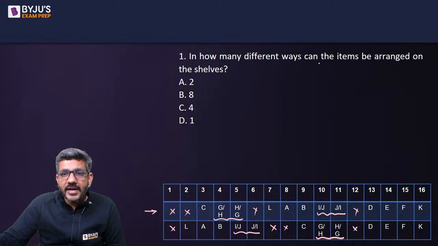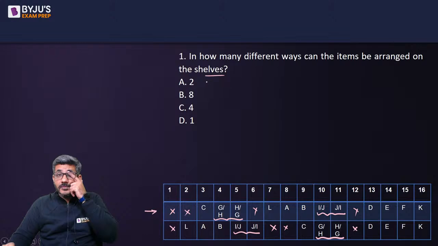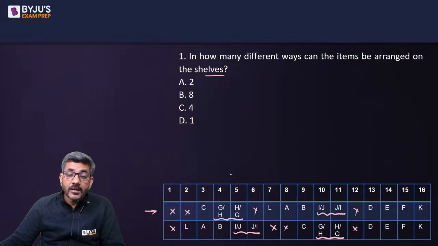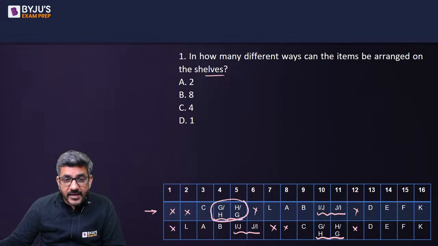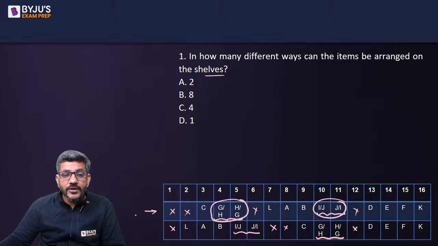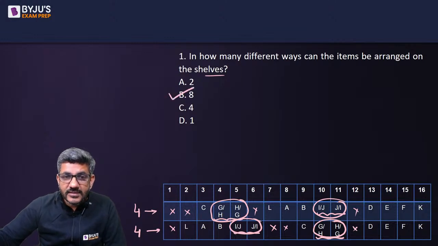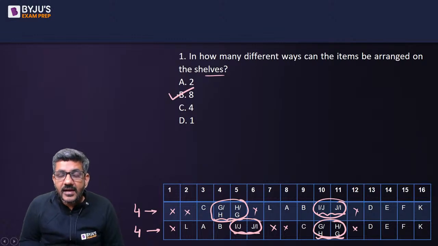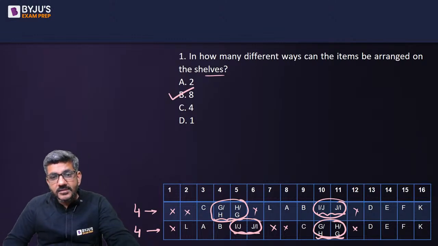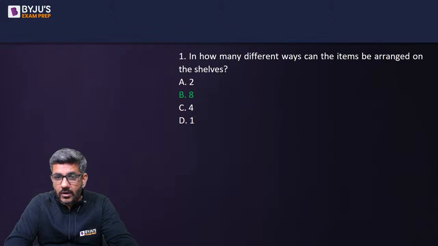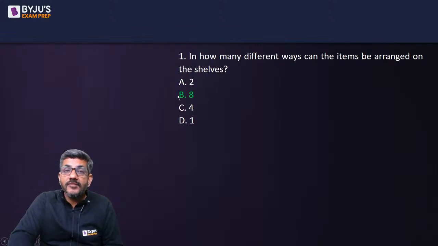Question is, in how many different ways can the items be arranged on the shelves? So let's talk about it. First case, H and G can be arranged in two ways, and I and J can be arranged in two ways. So 2 into 2, 4 possibilities. Second case, I and J can be arranged in two ways, H and G can be arranged in two ways. So 2 into 2, again 4 possibilities. So the total number of possibilities is 4 plus 4, that is 8. So option B, 8, is the correct answer for question number 1. I hope it is understood by all.